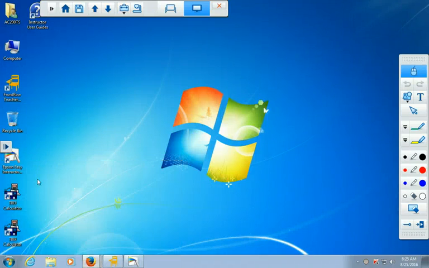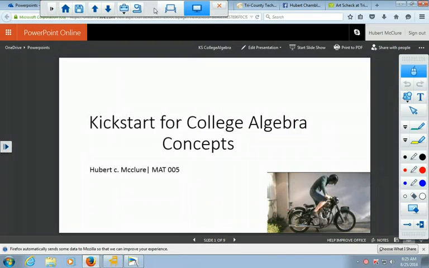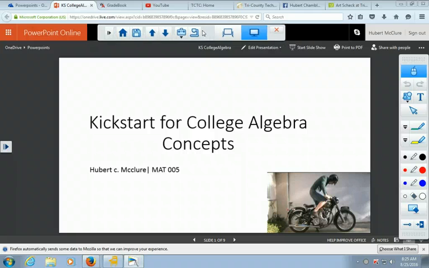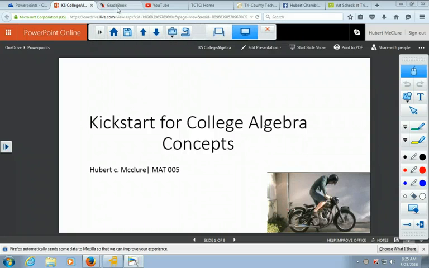Handy dandy college algebra PowerPoint. I did have a couple of emails, I had two, and students want me to go over some certain things, so that's why I'm pulling this up first.